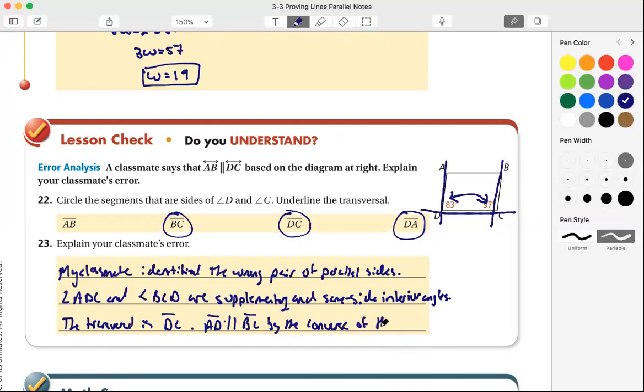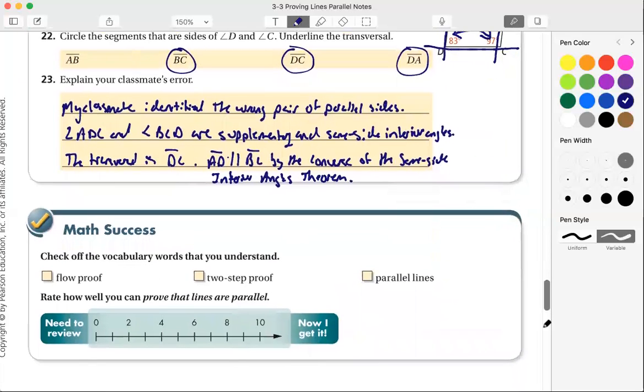of the same side interior angles theorem. Okay, and you should be able to understand these words by the end of this section.